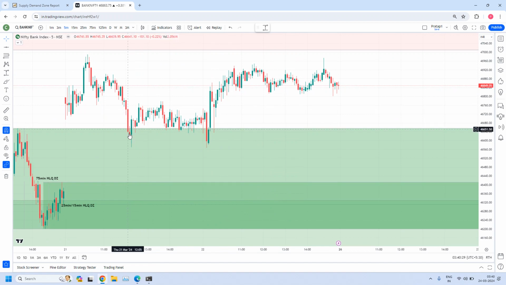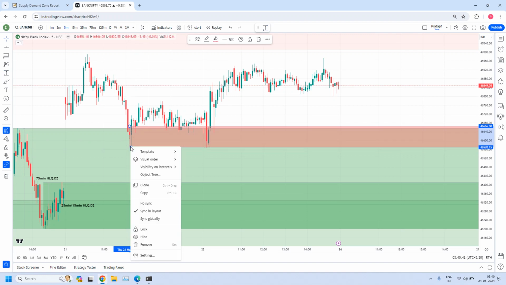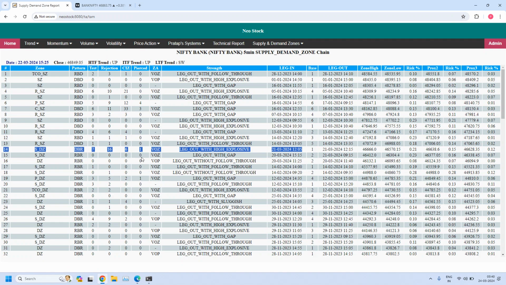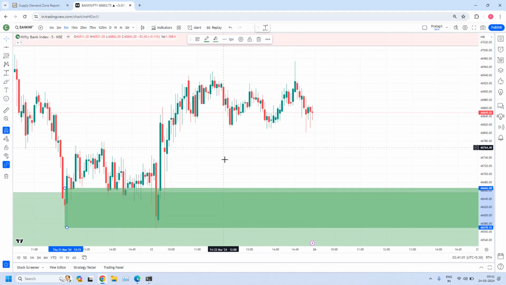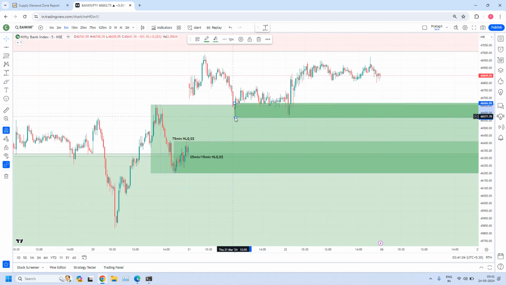So this is the drop candle, base candle and rally. This is the zone. This is a demand zone. But is it pierced? This is just pierced. See here. Pierced zones we should ignore because it's already pierced. So let's not focus on the pierced zones.